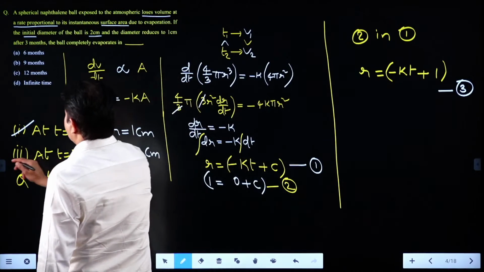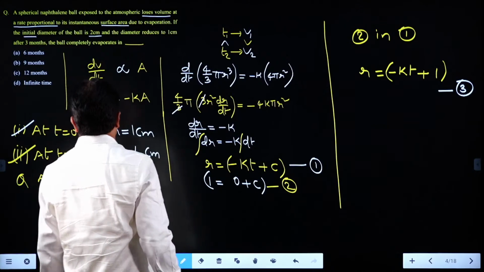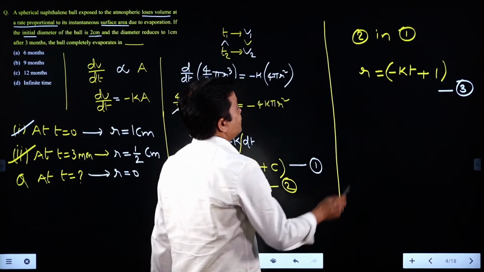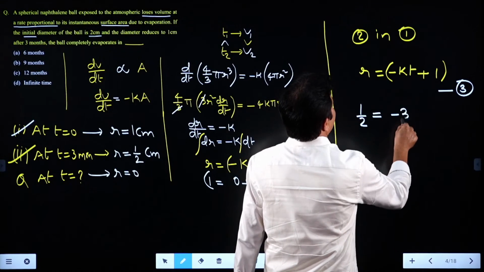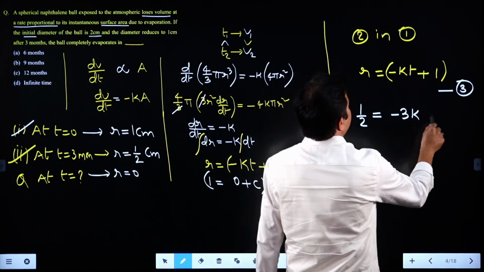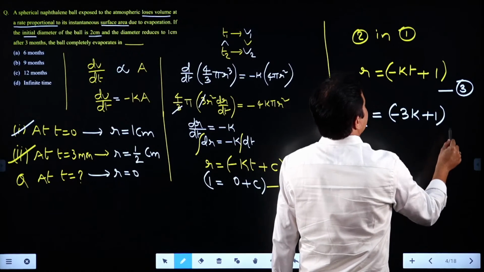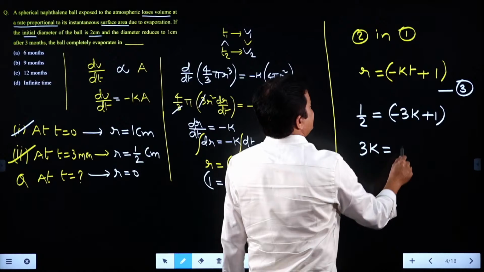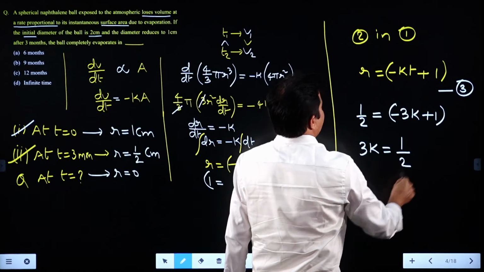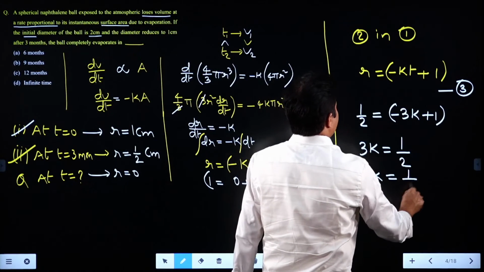Second condition apply now. T 3 months, r 1 by 2. So, left side 1 by 2, t 3 months, minus 3k plus 1. Simplify. 3k equal to 1 minus 1 by 2, means 1 by 2. Therefore, k value 1 by 6.